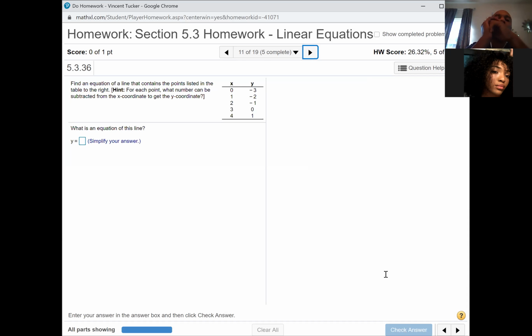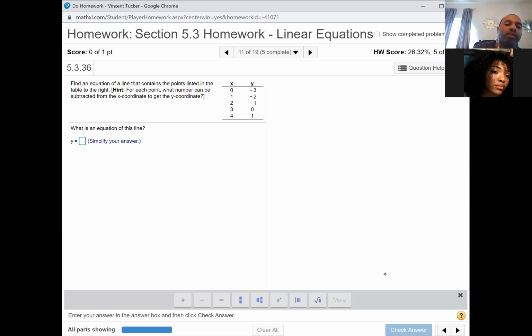All right, so now for this one, they don't want you to necessarily do any type of calculation, but they want you to see the pattern. So let's find an equation or line that contains the points for this table. Notice when x is 0, y is -3. When x is 1, y is -2. When x is 2, y is -1. When x is 3, y is 0. And when x is 4, y is 1. So you want to know what pattern you see, or what equation I can create that when I plug in x, I get these values.